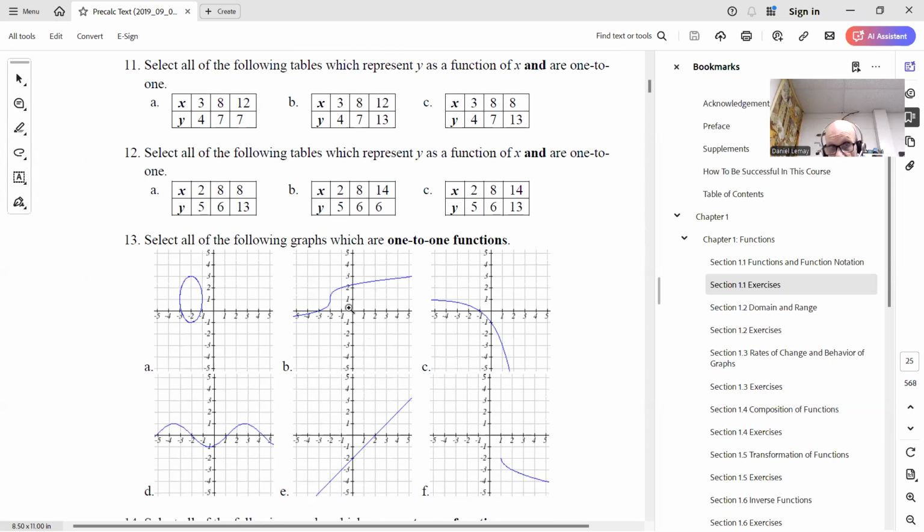This is a function, and it is also one-to-one, because if you draw that, I don't know if you can see my pointer going. See how that doesn't cross the function more than once there? A one-to-one function.